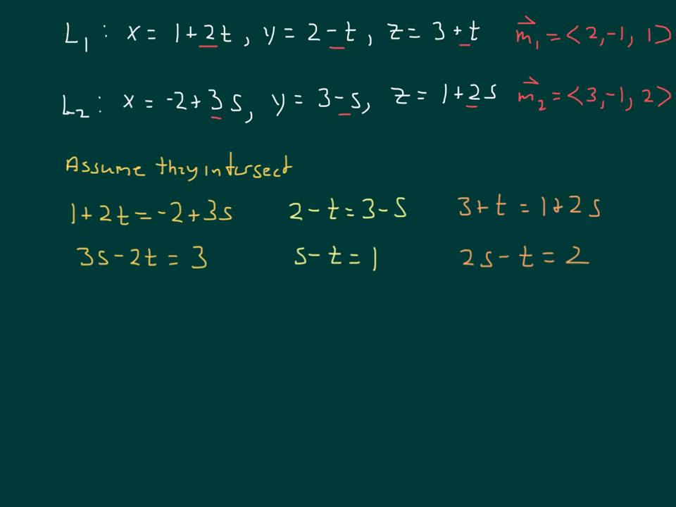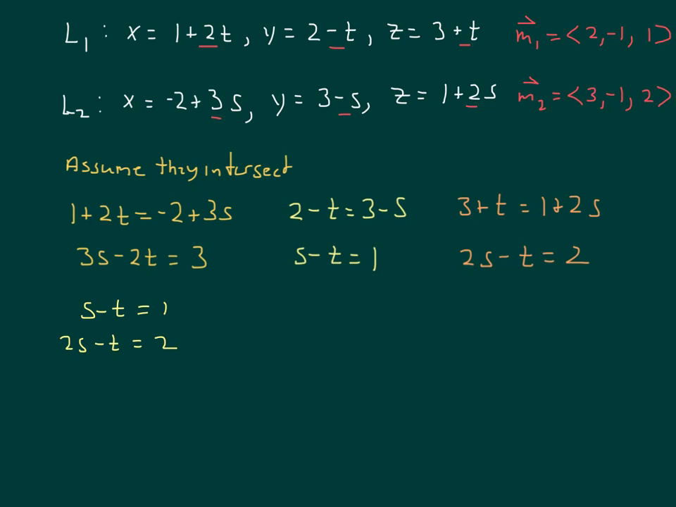Now you do have the choice on which ones you want to solve. In this case, I'm going to choose to work with the second and third. I'm going to end up doing elimination. So what I'm going to have there is s minus t equals 1 and 2s minus t equals 2.